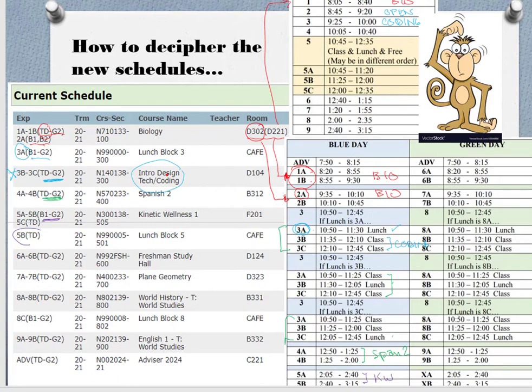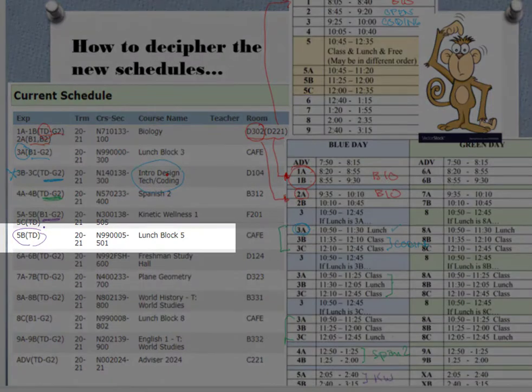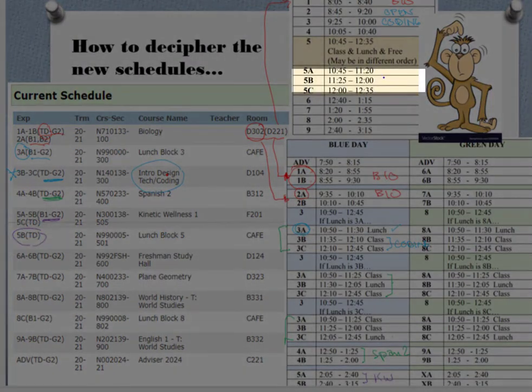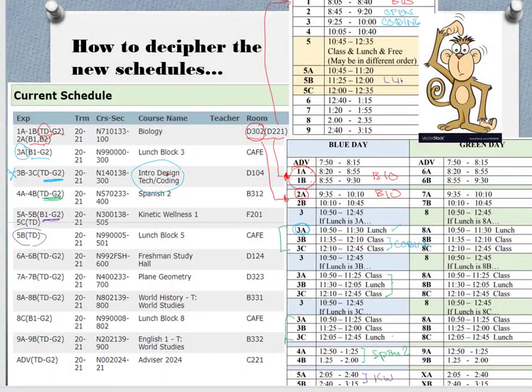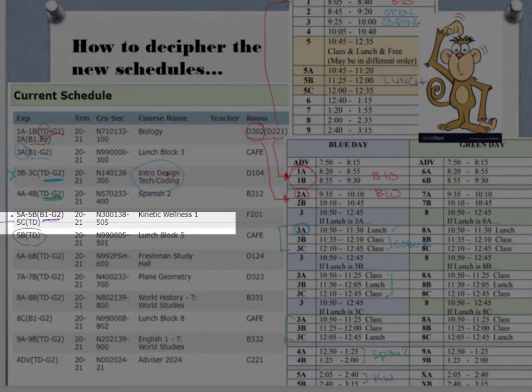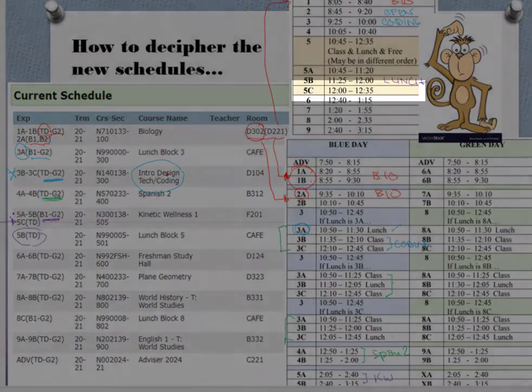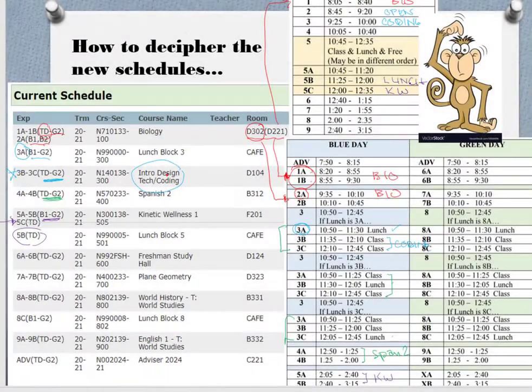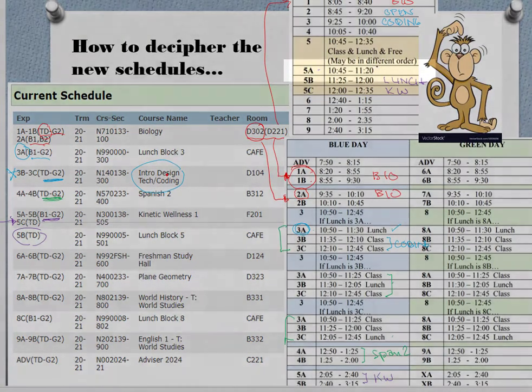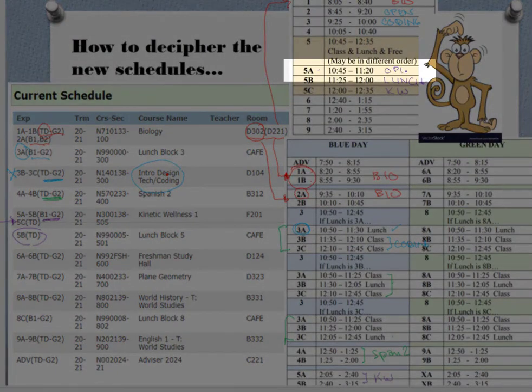And then 5C, excuse me, yes, 5B is going to be your lunch up here on the Trevian day, and then 5C will be your kinetic wellness on your Trevian day. Because there's no 5A, this will be an open period here.